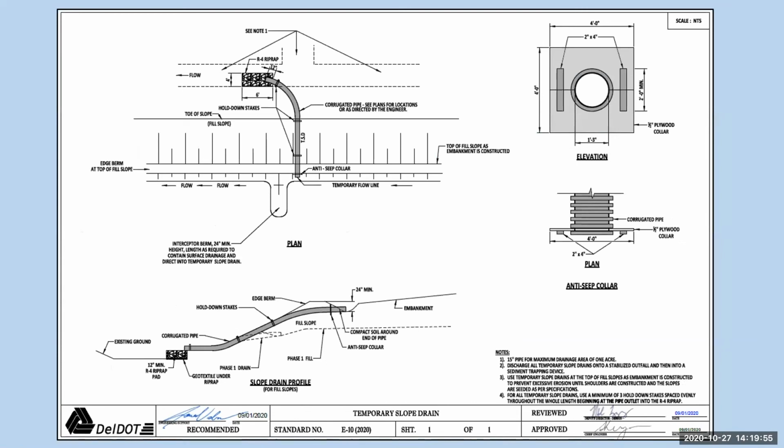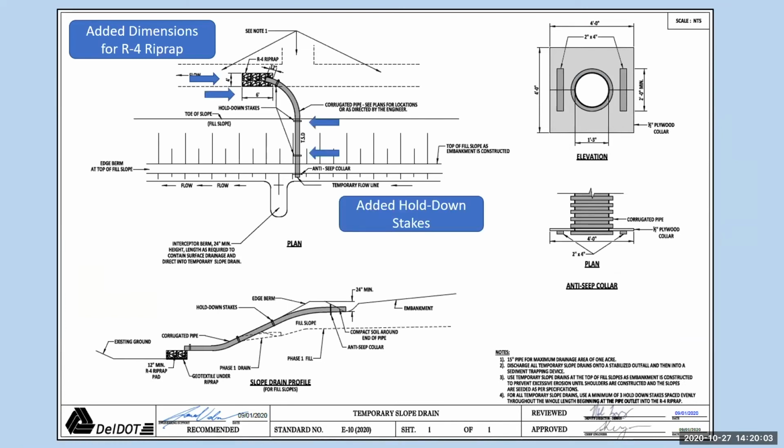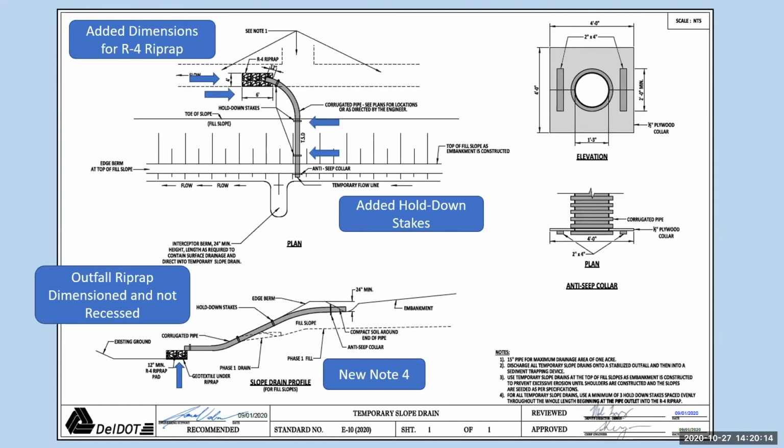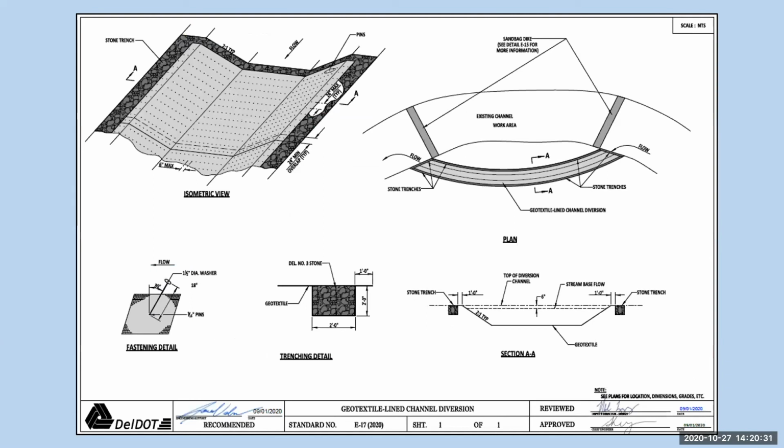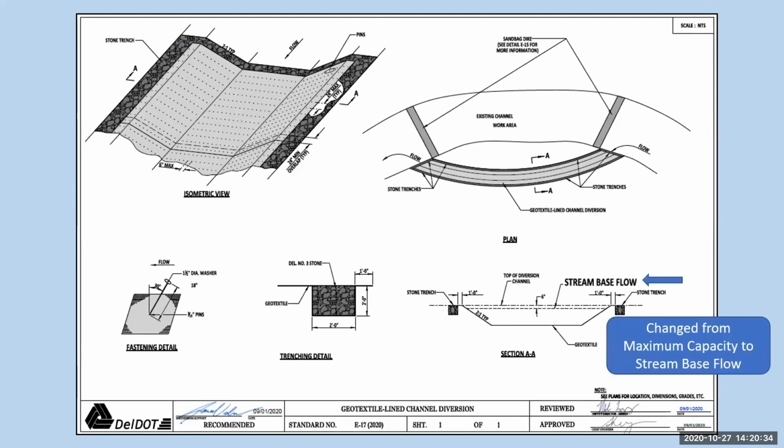The temporary slope drain detail, E-10. So added dimensions for the R4 riprap, pretty minor stuff here, but added hold down stakes and outfall for riprap. Dimension is not recessed. Okay, so it's dimensioned and it's not recessed. It's changed from before. And also added a new note 4, which just says for all temporary slope drains, use a minimum of 3 hold down stakes spaced evenly throughout the whole length, beginning at the pipe outlet into the R4.